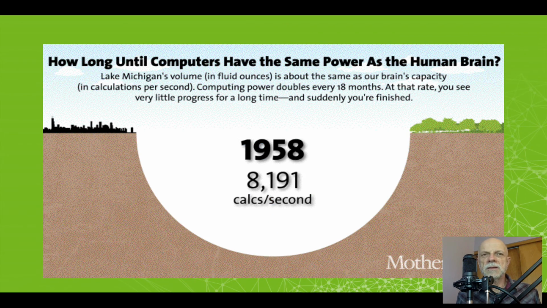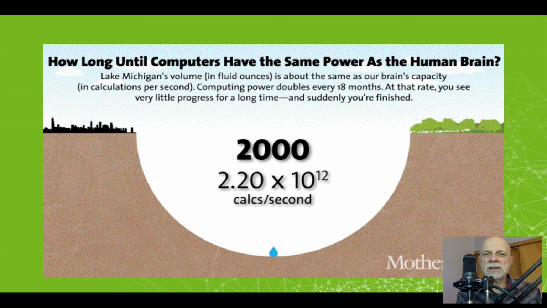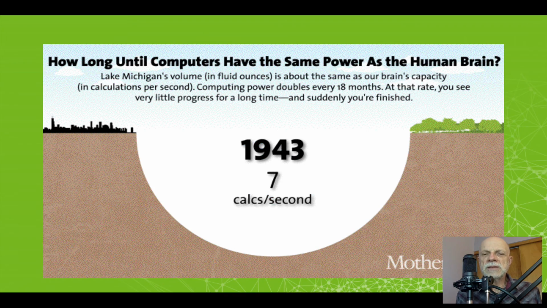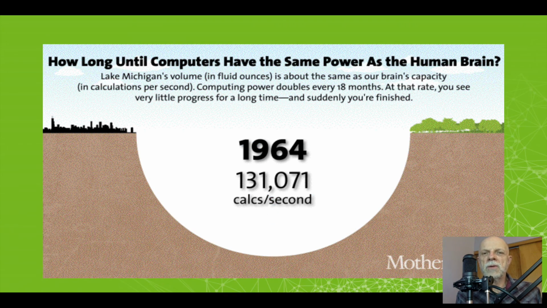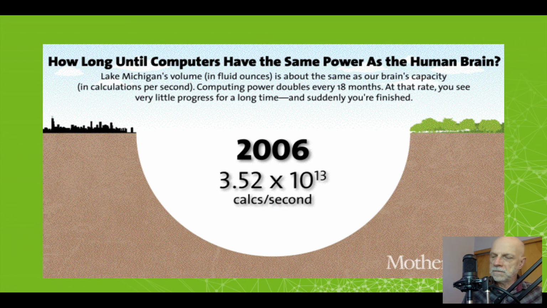Back in 1940, whenever it started, computers were at one instruction per second, and it doesn't look like we're doing much, but then all of a sudden it grows off. And you see it's around now that the phenomenal growth occurs. That's really a pretty cool graphic, I think.